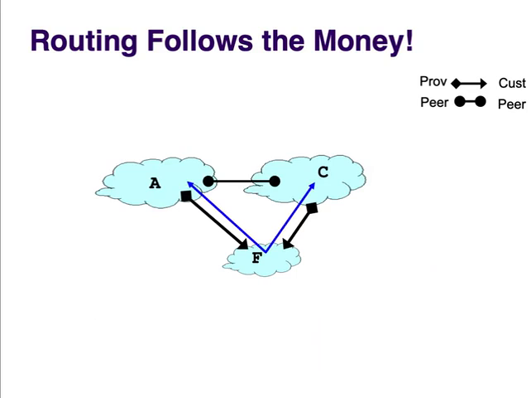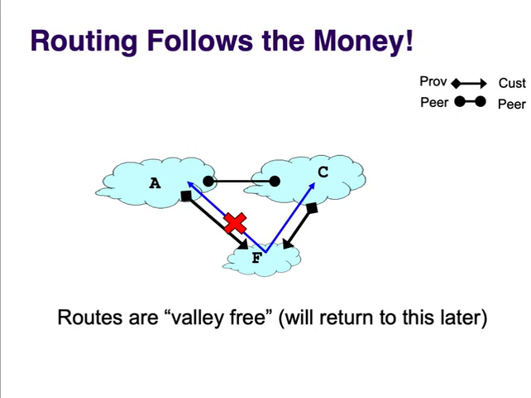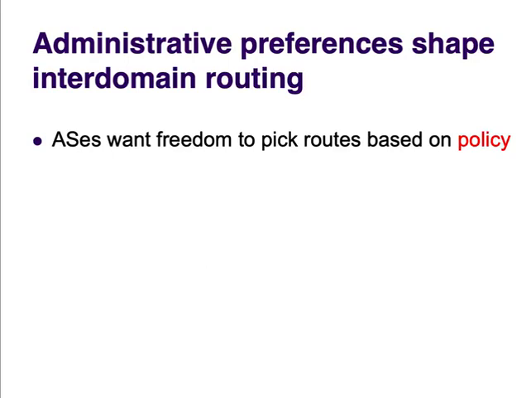What about this one? Yeah, bad to worse, right? In this case, F is getting charged by A and charged by C. This is like AT&T sending their traffic to Berkeley and saying, hey, can you route it to Verizon? And then Berkeley gets charged twice. So we call this property, and we'll get back to it later, that routes are valley-free. You never go down the graph to a customer and then go back up. It just doesn't make sense. Okay, so hopefully now when we talk about administrative preferences or policy shaping interdomain routing, I hope you understand what that means. Yeah?